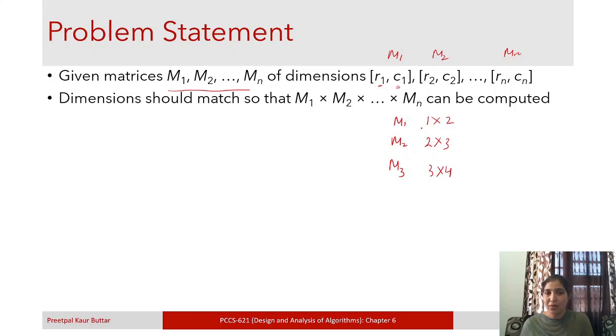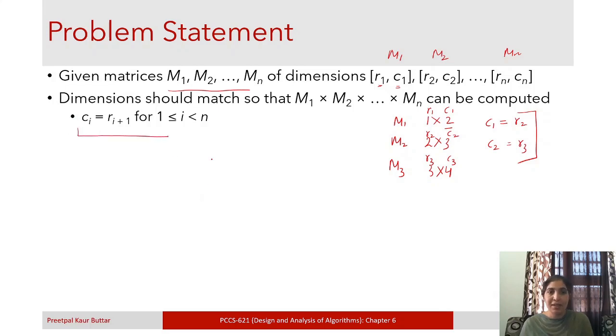Okay, so now we see that here the dimensions are matching, right? You can compute m1 cross m2 cross m3. Because here this is r1 c1 and this is r2 c2, this is r3 c3. Okay, so c1 is equal to r2 and c2 is equal to r3. Okay, so if this is the case, then you can say that the dimensions are matching.